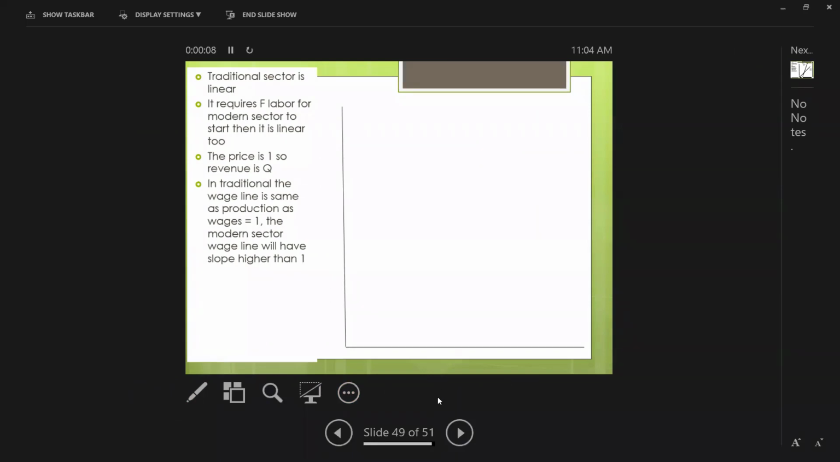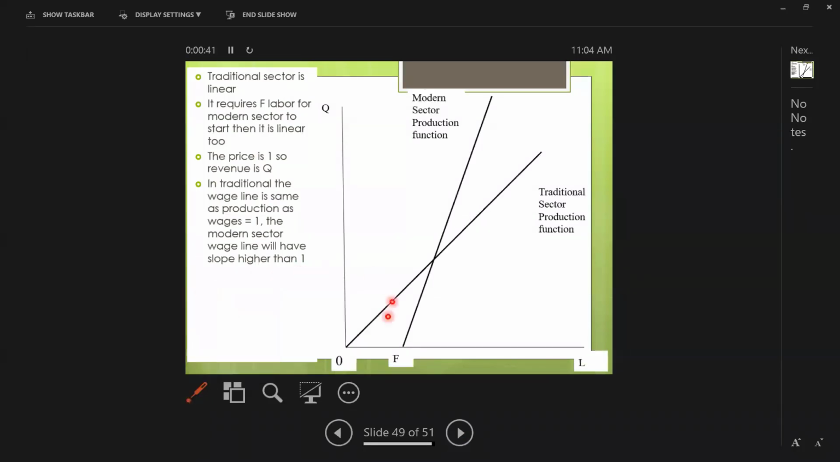So the assumption of this model is that the traditional sector is linear. Linear means that 1 unit of labor is equal to 1 unit of output. 2 units of labor means 2 units of output. So the supply curve of the traditional sector is linear. So if we look at the diagram, we can see that the supply curve of the traditional sector is linear.